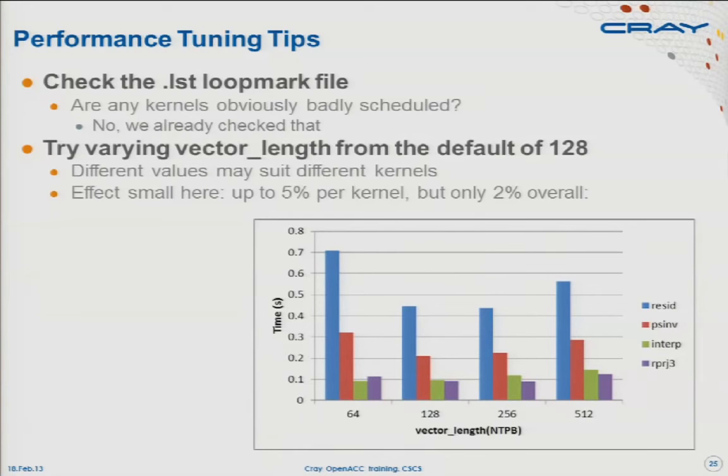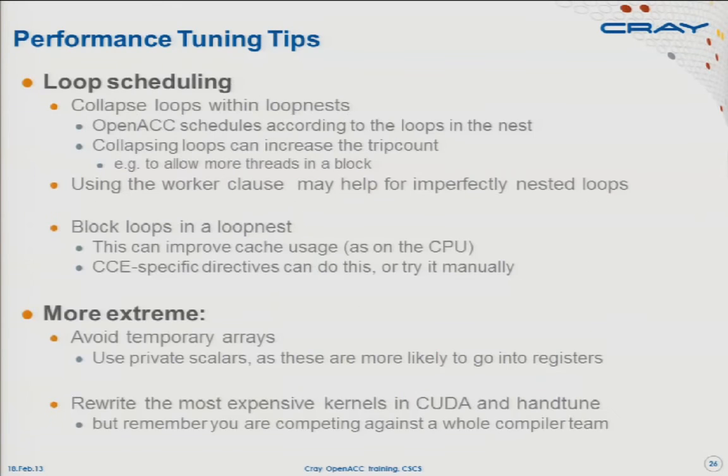Green is best at maybe 64, but the effect is really tiny. Purple is maybe its best there, but the effect is really tiny. So you can get about 5% on an individual kernel, but because some of them are already best around the default anyway, overall we only gain 2%. So we did really well with the Himeno code. With the multi-grid, there wasn't much to gain by varying the number of threads per block.